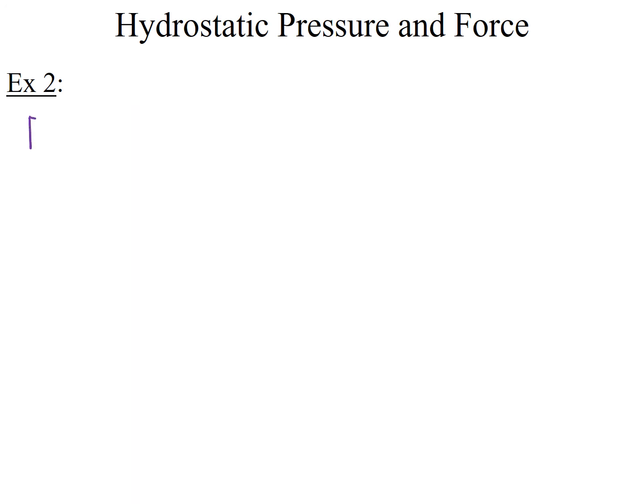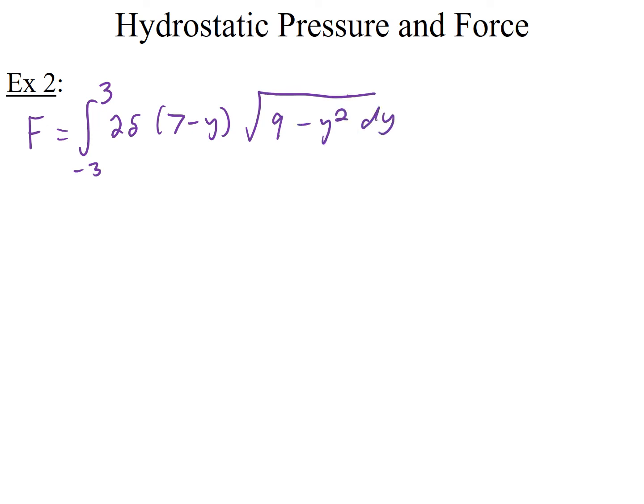Okay, so the force is the integral from -3 to 3 of 2 delta times (7 minus y) times the square root of 9 minus y squared dy. Well, how are you going to do this integral? It's not the easiest integral the way it stands, but if we multiply things out a little bit, it will become a little bit easier. You can write this as the integral from -3 to 3.